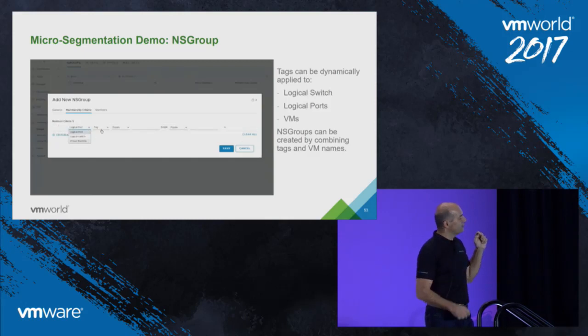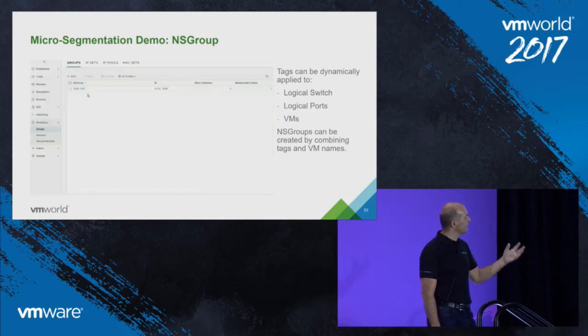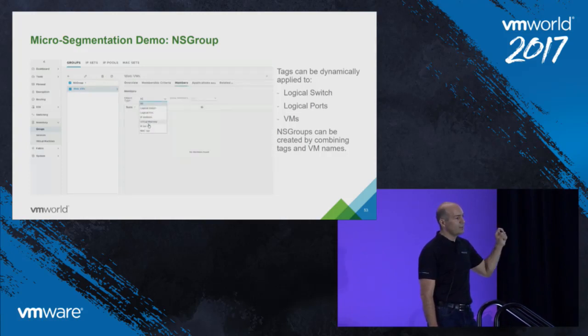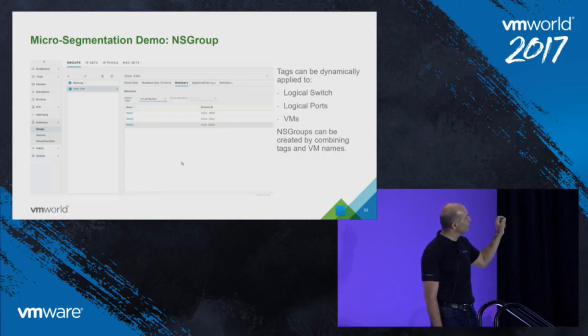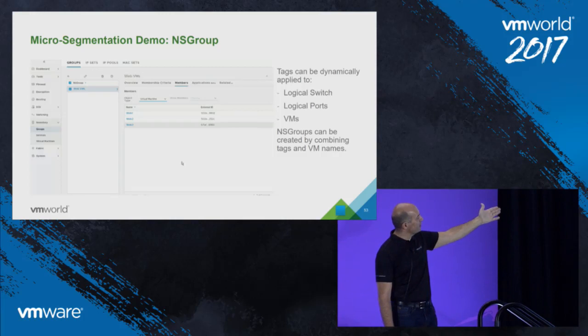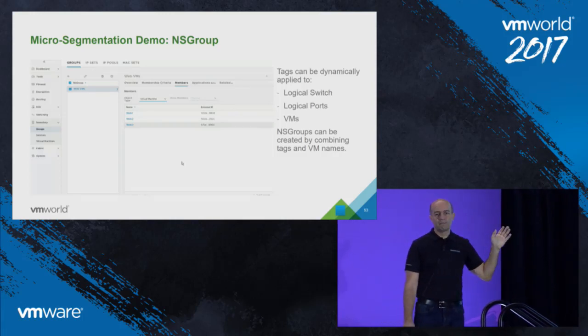I'm going to create what we call an NS group. That's just a logical construct that groups objects in NSX-T. I'm going to create an NS group that groups virtual machines with a name that includes web in them. So anything that is called web something will be part of this group. I named the group web VMs, of course. And this is the result of my configuration. I have web 1, web 2, web 3.